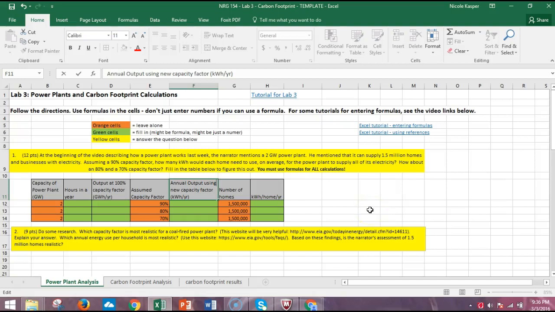Okay, so in this video, I'm going to go over some tips on how to successfully complete Lab 3. So you notice I have Lab 3 open up, and this is the Lab 3 template that you can download through Blackboard. And so this lab is about power plants and carbon footprint calculations. I suggest that you do download it and take a look at it first before you actually go through the tutorial. So you'll notice here I also have a link to this very tutorial that you're looking at right now.